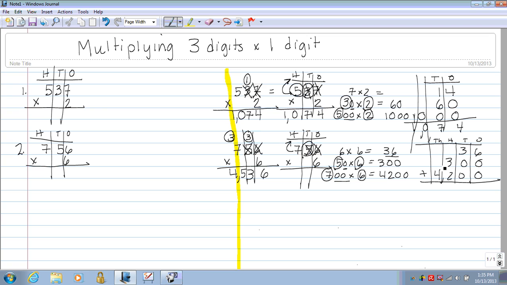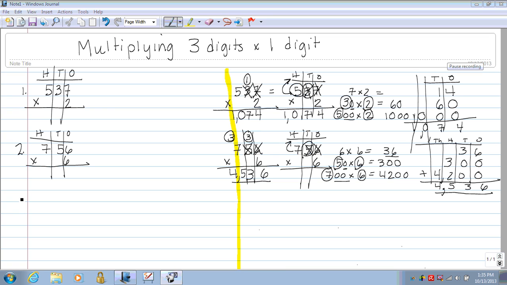When I add up all those, 6 plus 0 is 6, 3 plus 0 is 3, 3 plus 2 is 5, and 0 plus 4 is 4. So my product again is 4,536, the same one as we got the first example. Push pause, write your notes.